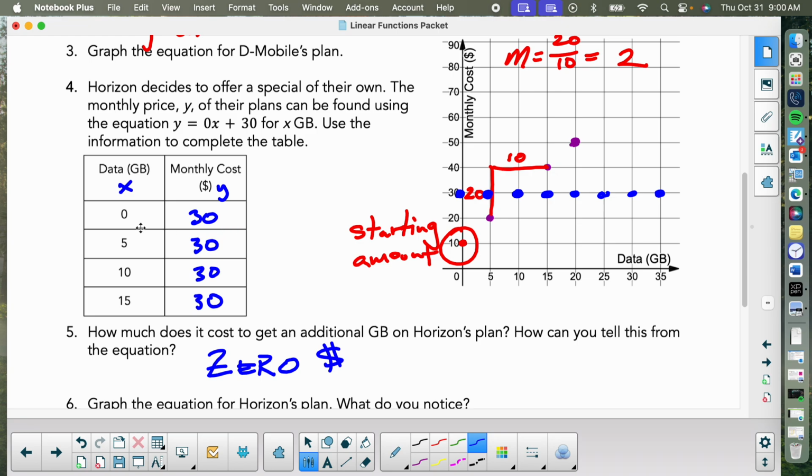Okay. Now, if I look at my equation, why does it cost me $0 extra? What number goes in place of X? The gigabytes. So the number of gigabytes you use goes in place of X. And so no matter what number you put in place of X, what happens?